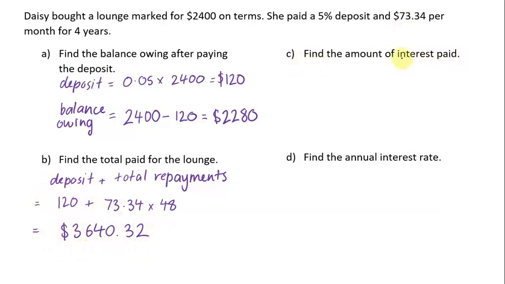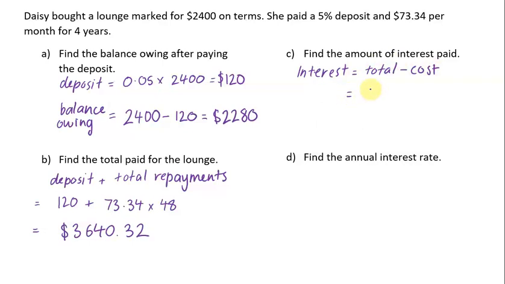Next, we need to find the amount of interest that was paid. So the interest is the amount that was paid that wasn't for the couch or for the lounge. It wasn't for paying off the lounge. It was a fee for borrowing that money that she borrowed. So the amount of interest paid by Daisy is going to be the total amount that she paid, taking away the money that was actually spent on the couch. So the total amount minus the cost of the couch.